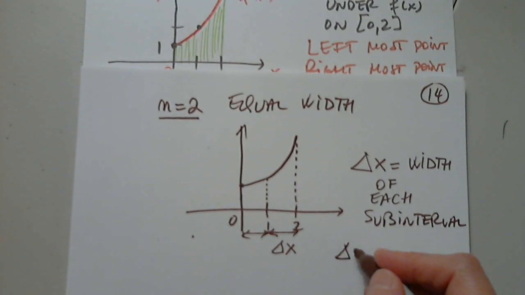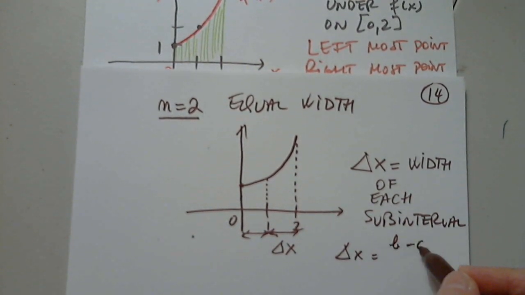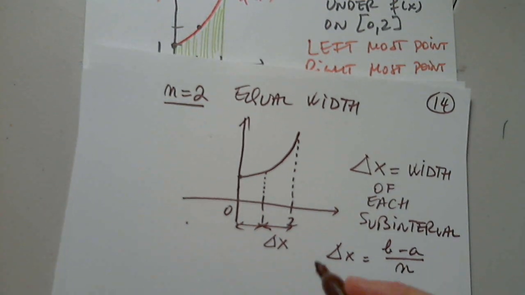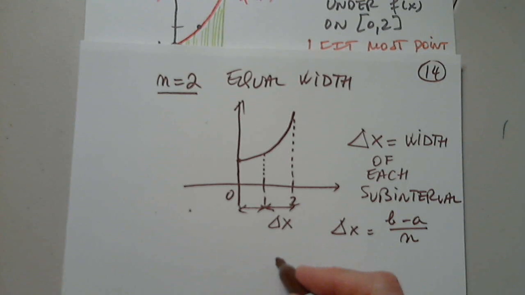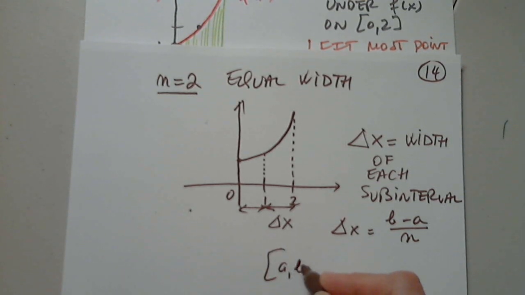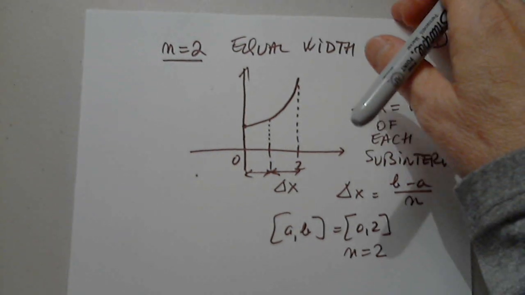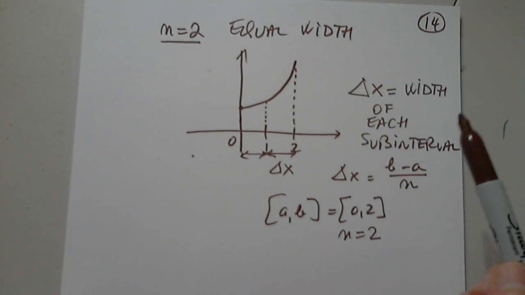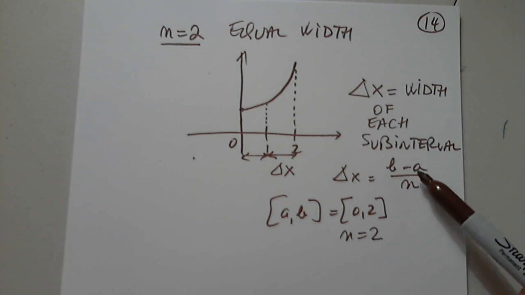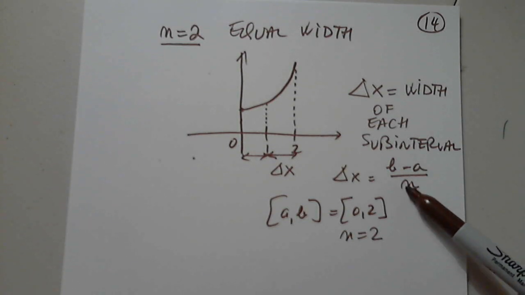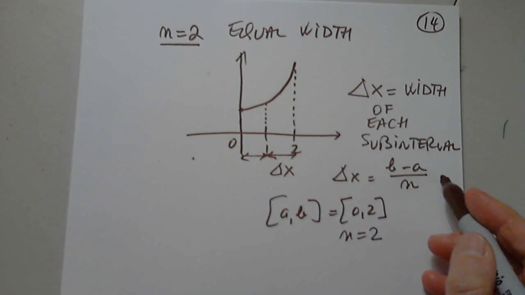What is it? B minus A divided by n. What is B? What is A? Well, of course, we're talking about the interval A comma B, in our case, the interval is 0, 2. In our case, n equals 2. So, 2 minus 0 is 2. Divided by 2, in our case, delta x is 1.